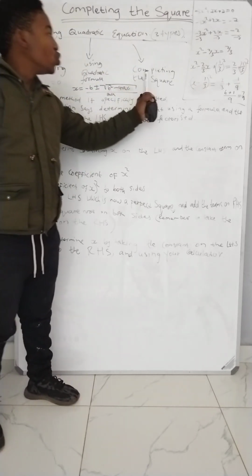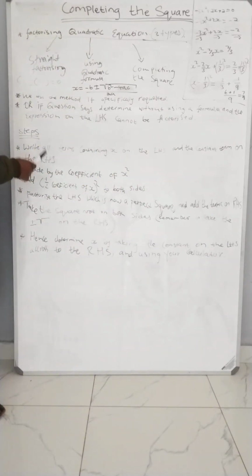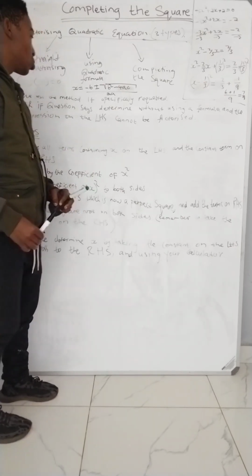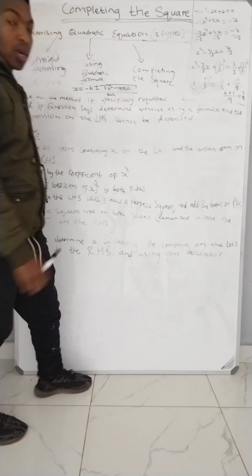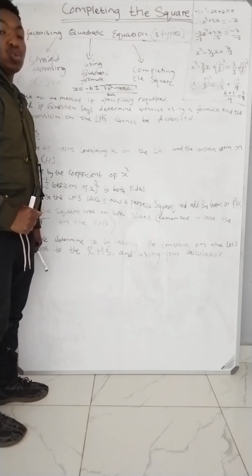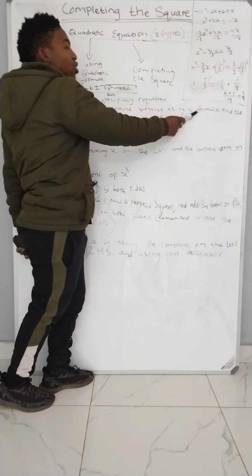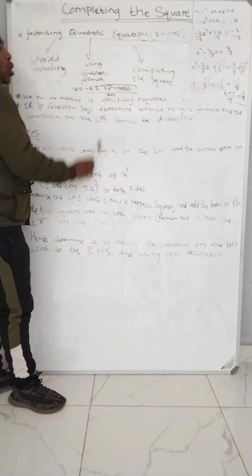Now, when do you use completing the square? You use completing the square when they specifically ask you to. So here we use the method if specifically requested. If the examiner wants you to use that method, that is when you use it. The second time you use this is if the question says determine without using a formula. By a formula they are referring to the quadratic formula.